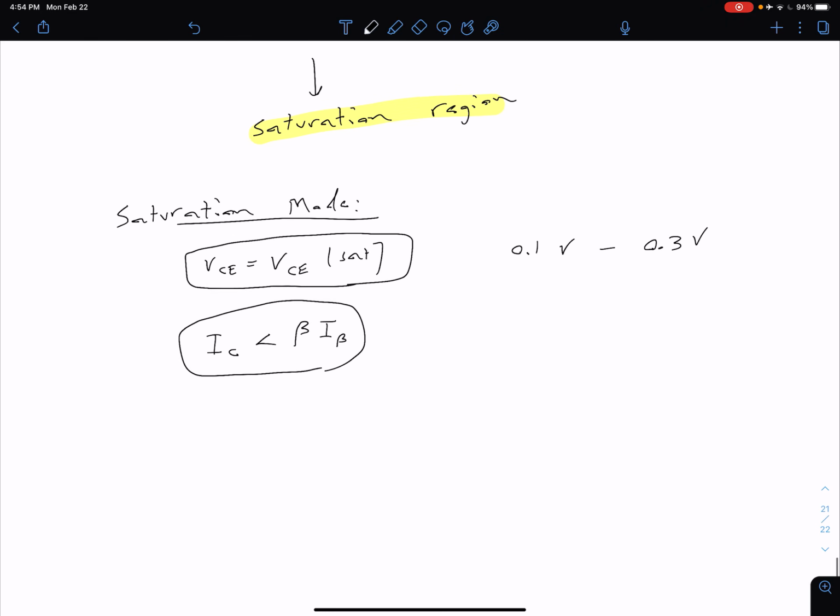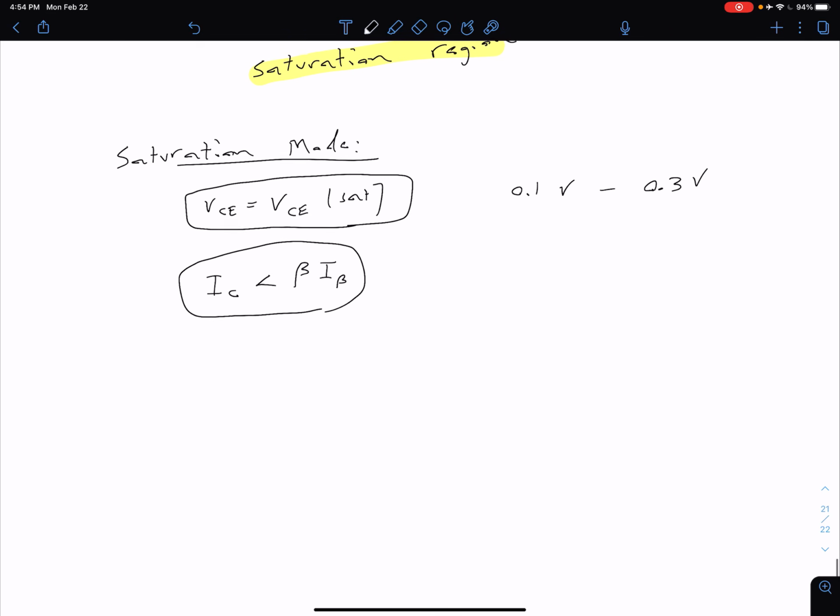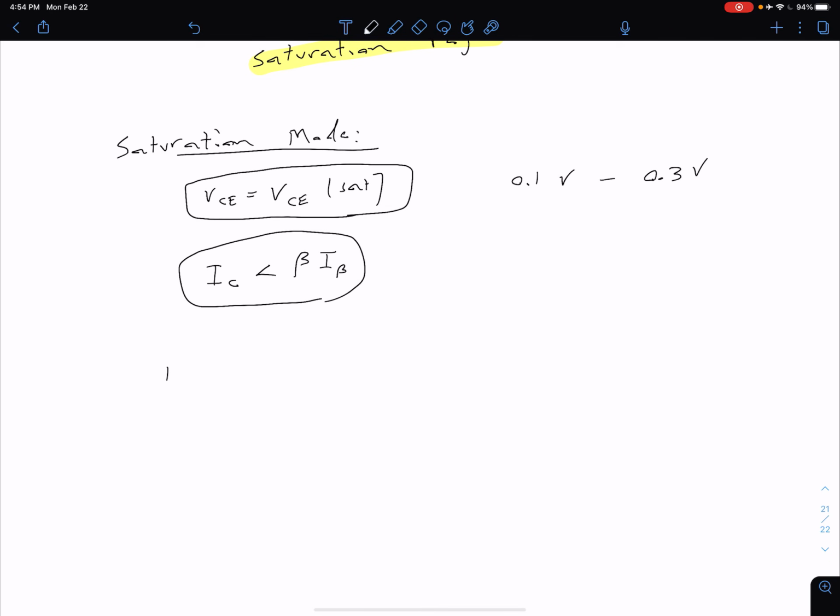So we don't have a specific unique relationship between IB and IC. We just know that our collector current is going to be less than it would have been in our forward active mode. So sometimes it can be useful to define in our saturation region IC over IB is equal to beta forced. And this beta forced, based on this equation here, is going to be less than our beta from the forward active mode. So I can say beta sub FAM. Oftentimes we'll just leave that off though, but just know that that beta is from our forward active mode.